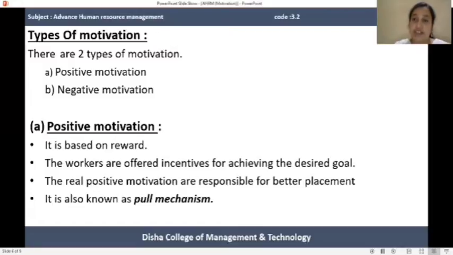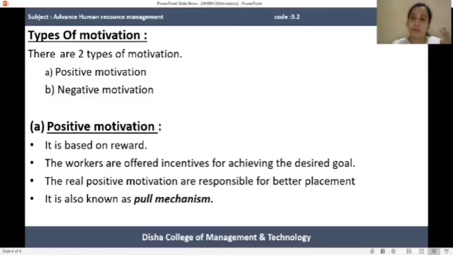Positive motivators are always interested to exert a high level of effort willingly, and it is based on suitable reward. By designing a suitable reward system, the organization can motivate its human resource. The reward may be monetary or non-monetary. Positive motivators always help the organization to do everything in the most effective and efficient manner, and they want to achieve the organizational objective in a better way.